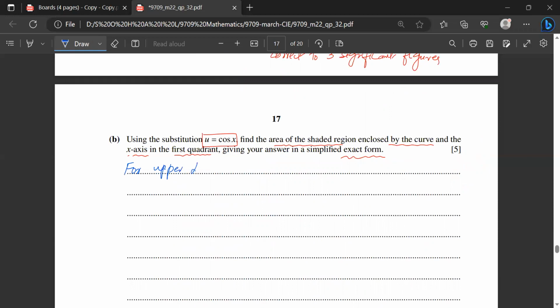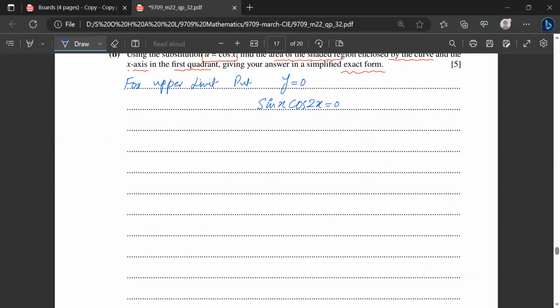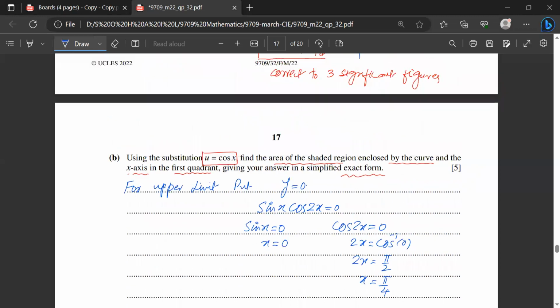For the upper limit, put y equals 0, and y is sine of x cos of 2x equals 0. Either sine of x is equal to 0, from here x equals 0, or cos of 2x is equal to 0. 2x is equal to cos inverse of 0, so 2x is equal to pi over 2, and x is equal to pi over 4. So this is the upper limit.